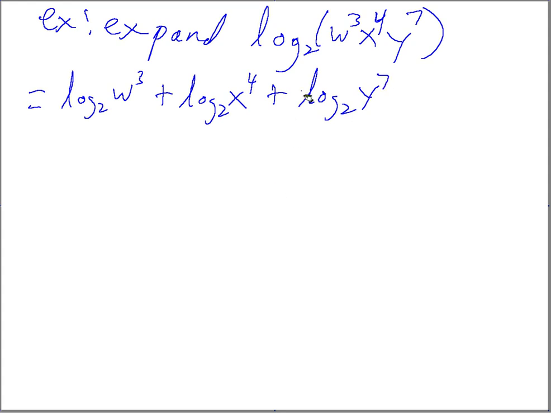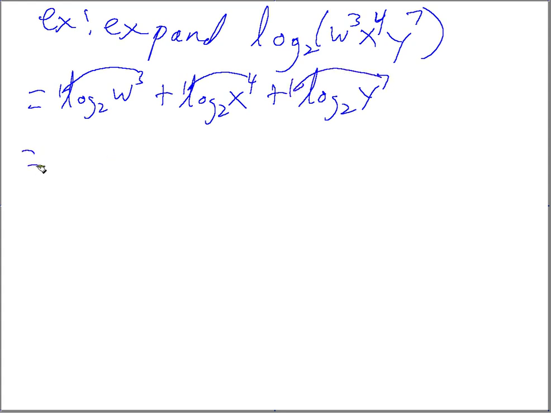Can we see that? Using the product rule we talked about earlier, if it's a product, you can break it up into a sum. Bottom line. Now, what about these powers? 3, 4, and 7. Well, by the power rule, we can bring them out to the front. Can we see that? Front of the logs.